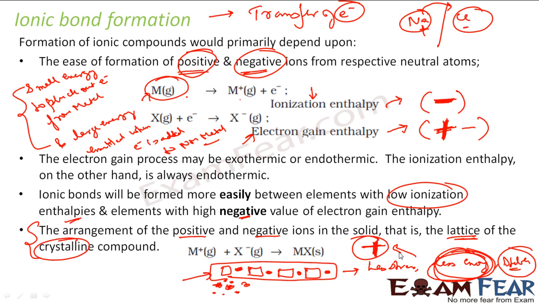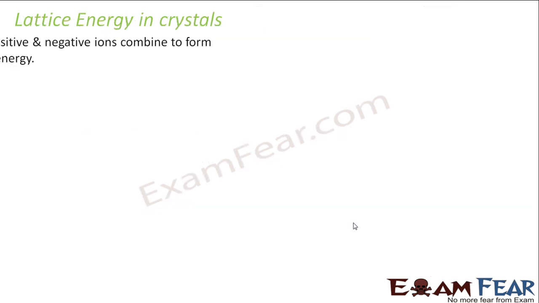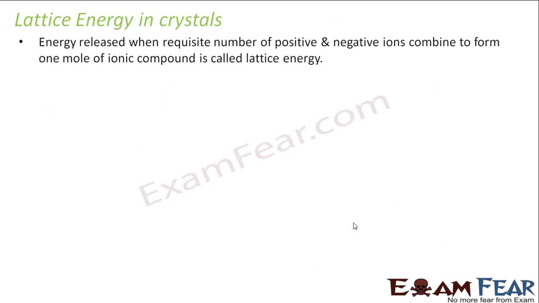Since this NaCl is losing stress by arranging itself in a particular fashion, it loses some energy, and thus this gives some energy. So if all this energy, positive, negative, comes out with some positive value, the ionic bond is formed. Let's take this lattice energy in a more detailed way. So lattice energy is nothing but energy released. Please note it's always released when positive and negative ions combine to form 1 mole of ionic compound.